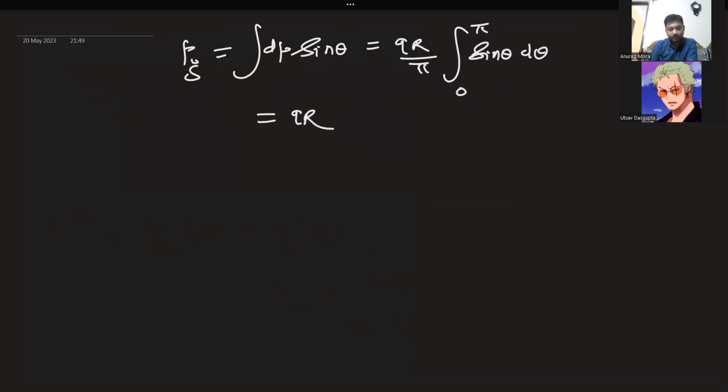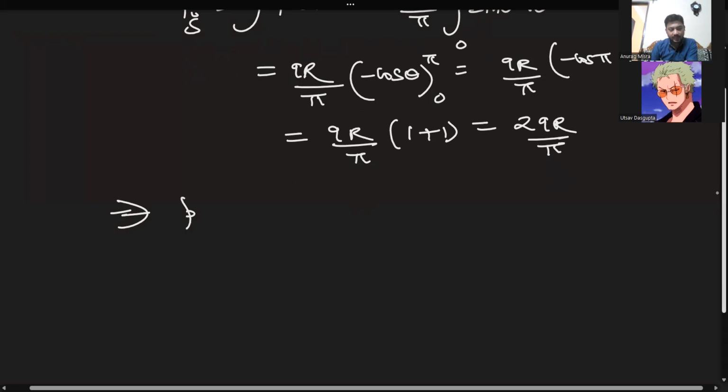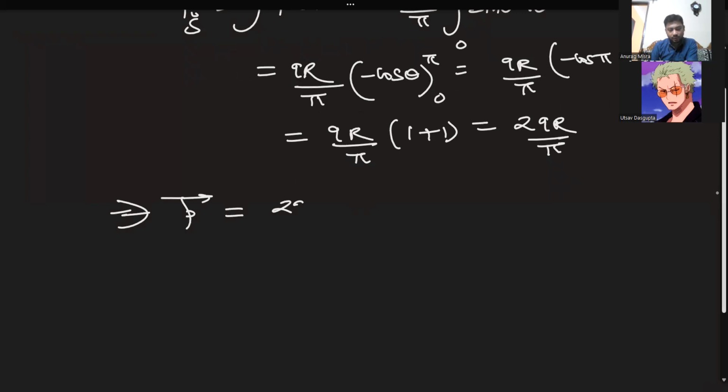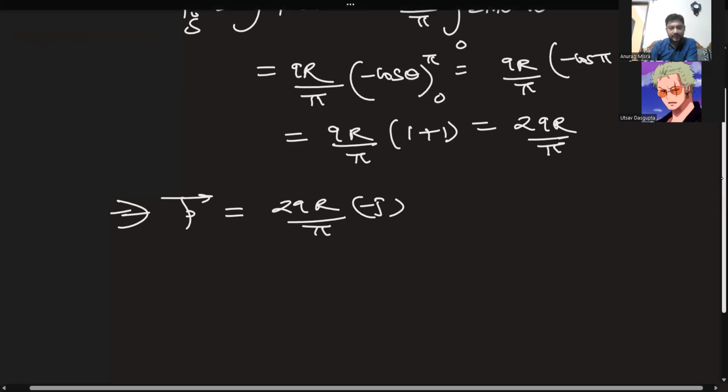Now, what is the value of the integration of sin theta? It is minus cos theta, right? From 0 to pi. So this will be qr by pi multiplied by minus cos pi minus minus cos 0. Cos pi, cos 180 is minus 1. The negative of that will be equal to 1. Cos 0 is 1. So we'll get 2qr by pi. That means ultimately we can say that our dipole moment is 2qr by pi along minus j cap, along the line of symmetry.